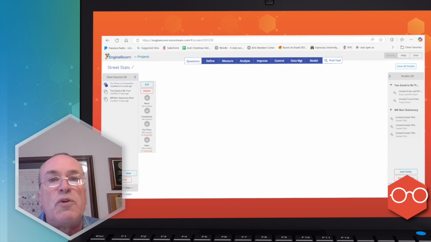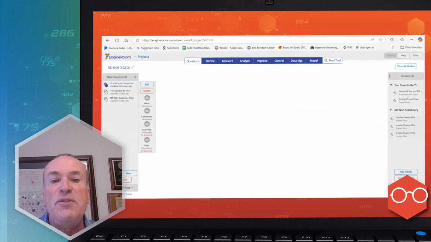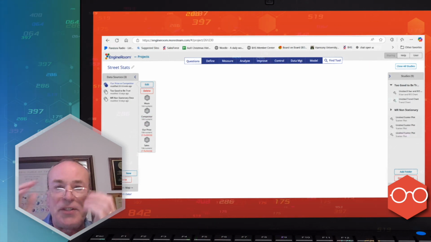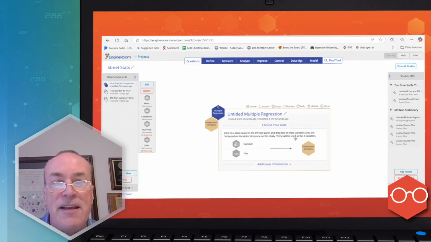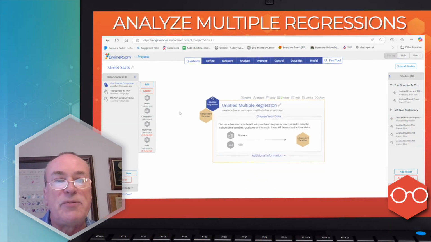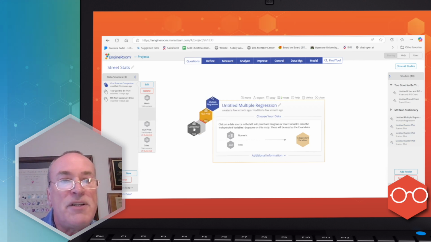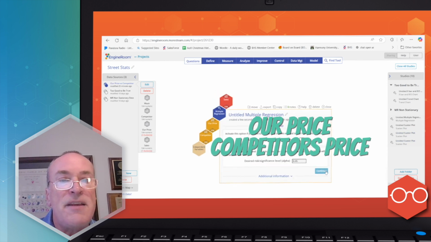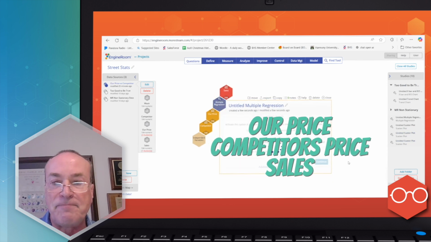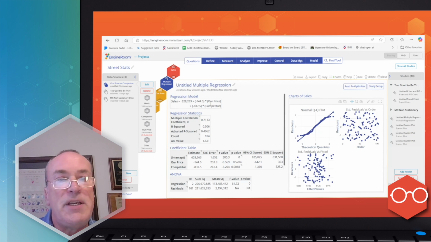Now, you want to create a model that explains market share or sales. So you dump both of these variables into the model. So we're going to do that in Engine Room. We'll go to Analyze, Regression, Multiple Regression, because we learned in college we could do this. So we're going to dump in our price, and we'll dump in our competitor's price, and we'll dump in sales, and we generate a regression, and here we go.